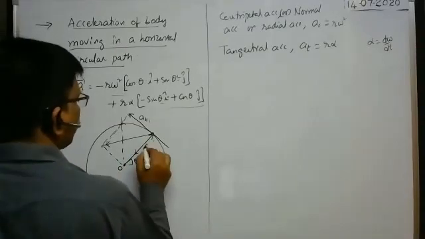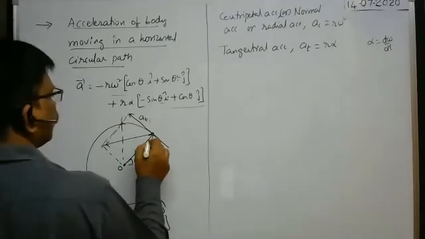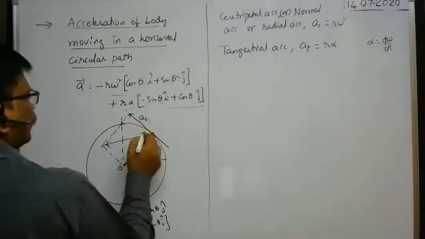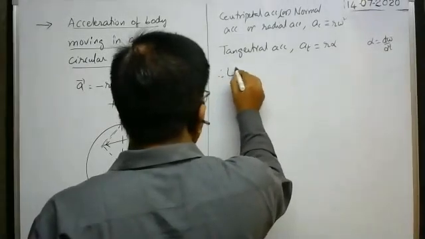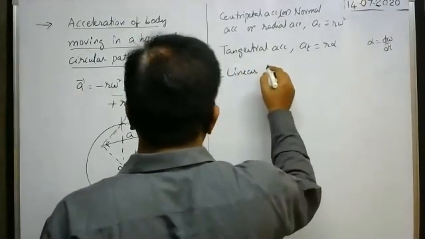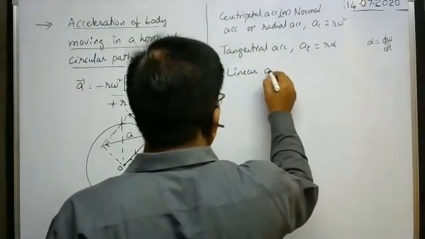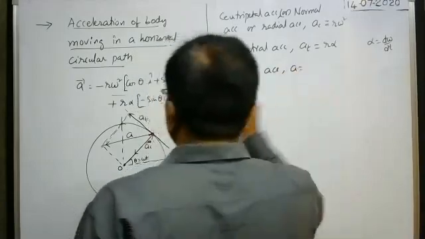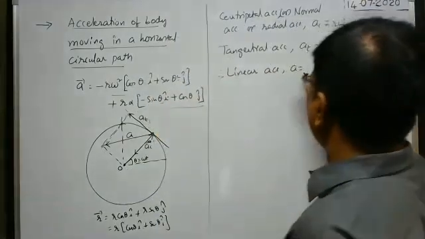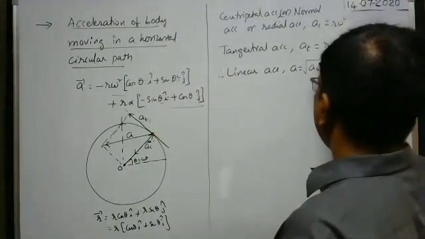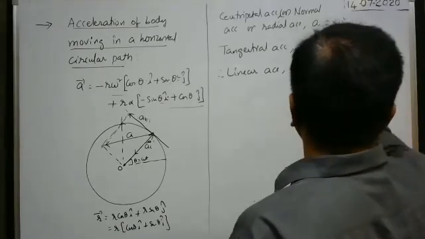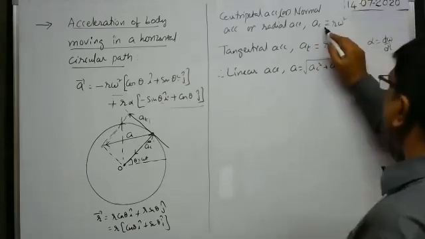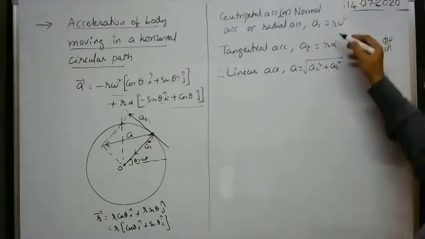So this is the centripetal acceleration, this is the tangential acceleration. The resultant of these two is called linear acceleration. Therefore, the linear acceleration of the body moving along the horizontal circular path is a equal to, as these two are perpendicular, the square root of a_c square plus a_t square. Centripetal acceleration a_c I have written in different forms also.